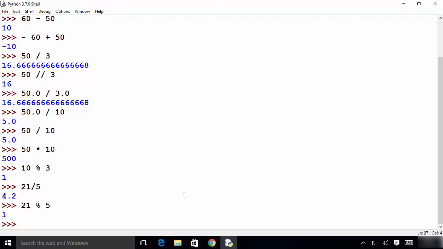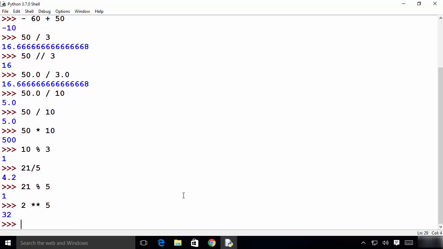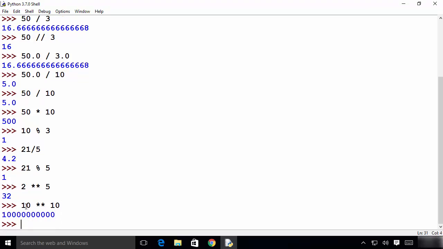Now there is another interesting operator, which is called the exponent operator, which you can use for exponent values. So for example, I want to get the result of 2 to the power 5. How can I do it? I can just write 2, then a double asterisk, and then 5, which means 2 to the power 5, and then when I press enter, it's going to give me 32. Or I can write 10, then a double asterisk, and then 10 once again and press enter. It's going to give me the result of 10 to the power 10.